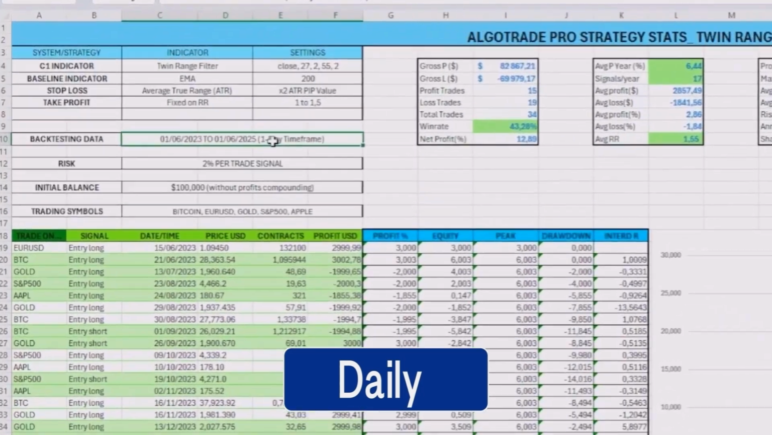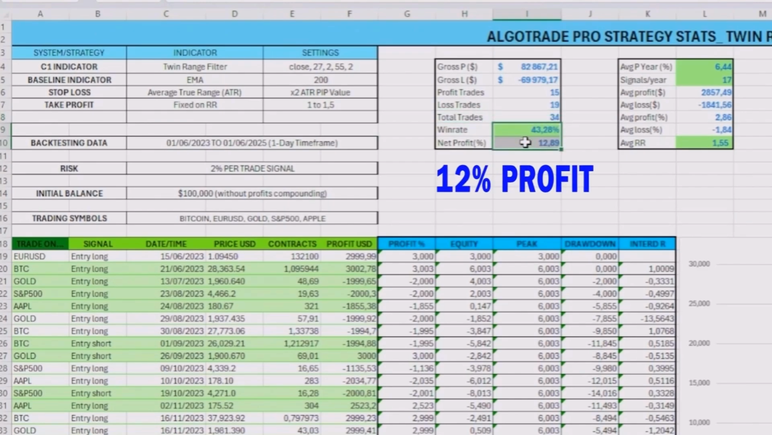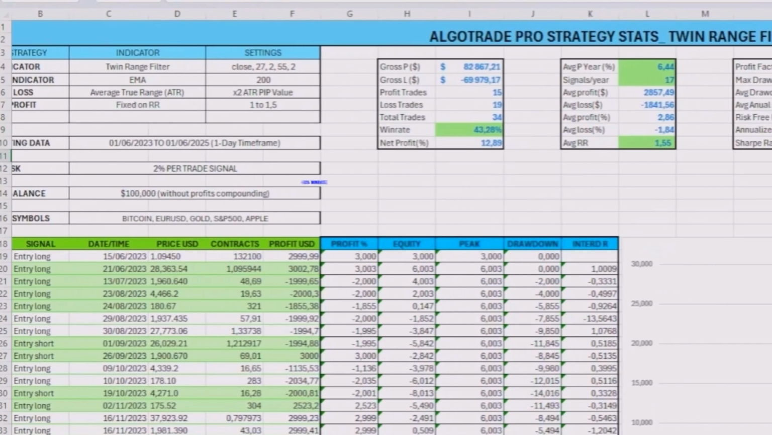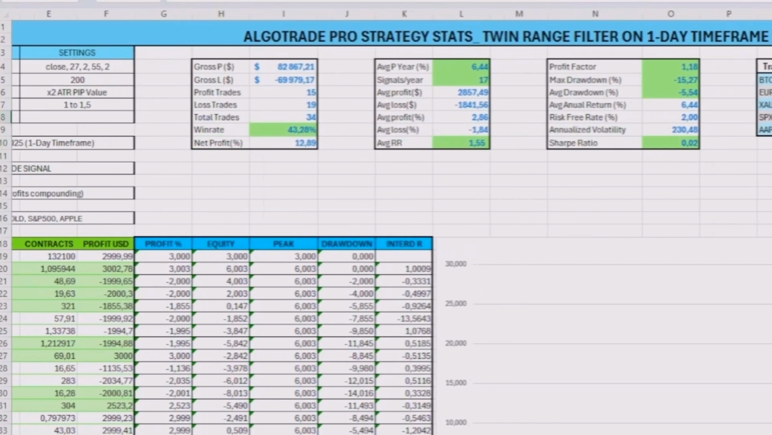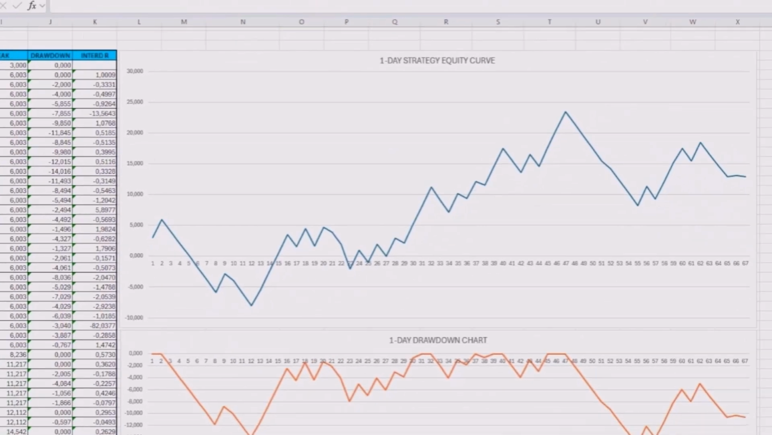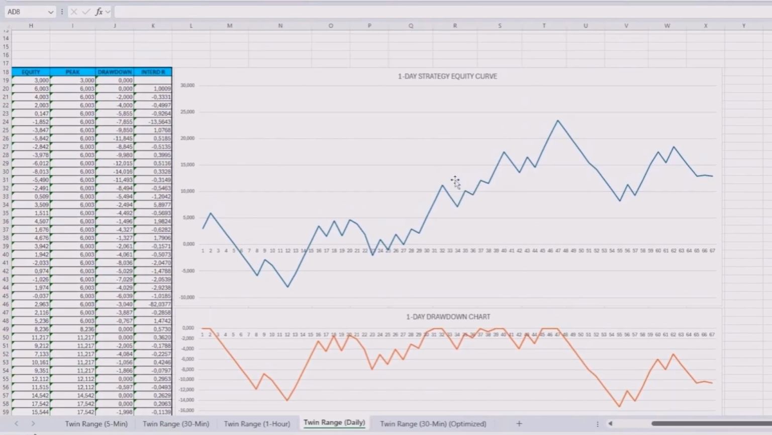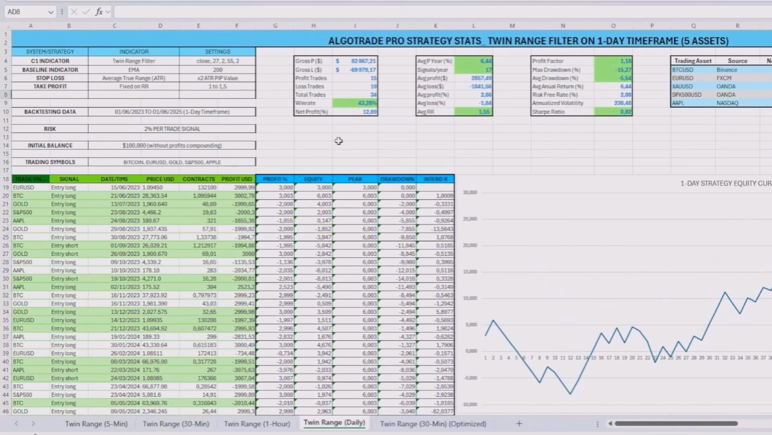And finally, the daily time frame. Of course, we had far fewer trades, just 34 in total, but the system still ended in profit, with a win rate of 43% and a net profit of 12%. This time frame showed the smoothest equity curve of all, though the sample size is small. To properly assess its long-term viability, we will definitely need more data, perhaps by expanding the test period or adding more pairs to test.